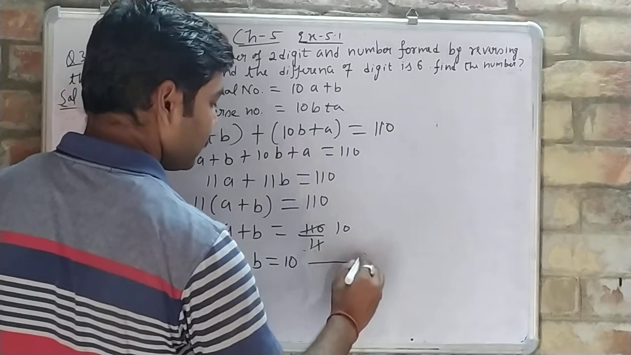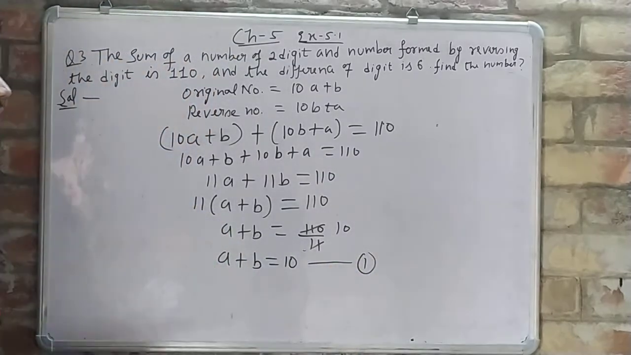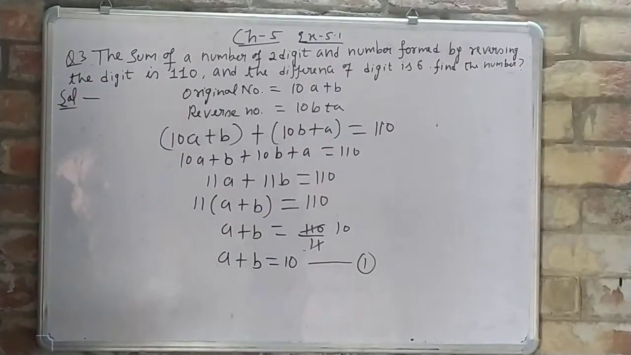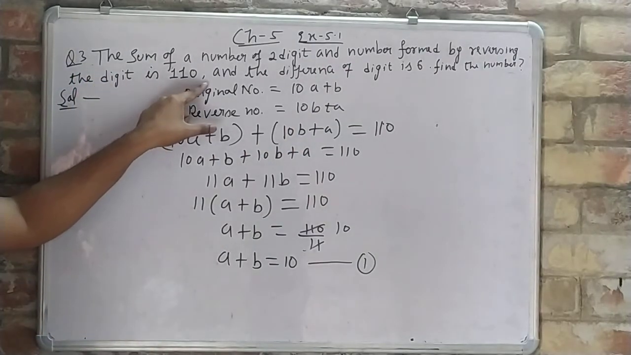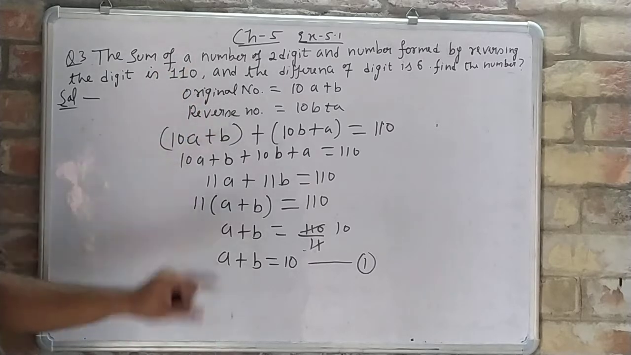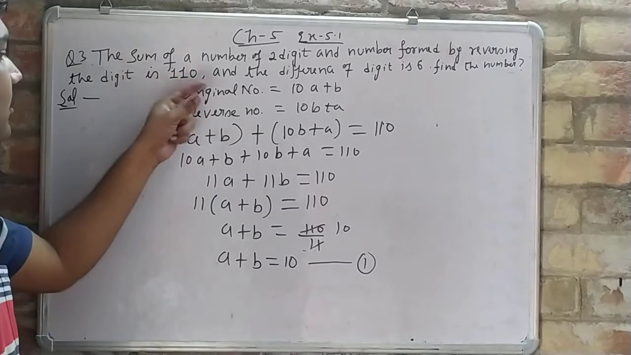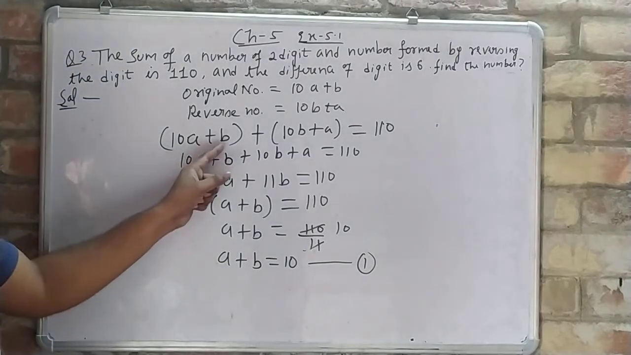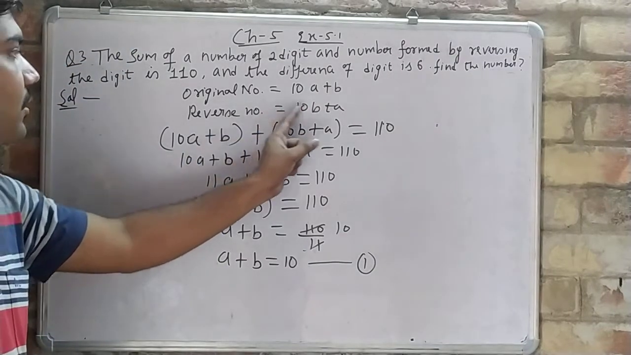This is the first equation we have formed. From the information given up to 110, we have formed the first equation. What is it? 10a plus b is the original number, and the reverse number is 10b plus a.